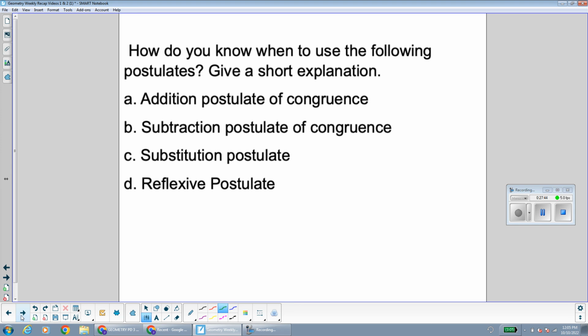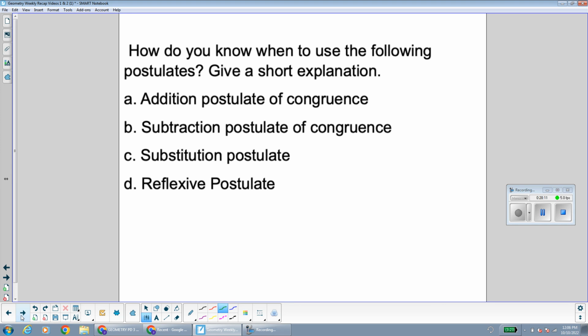Substitution is when we replace something with something else that's equivalent or means the same thing. We just substitute something for something that's the same. Replace one thing for another, substitute one thing for something else. And the reflexive postulate says that anything is congruent to itself. For example, BC was congruent to BC because they were the same thing. Anything is congruent to itself.